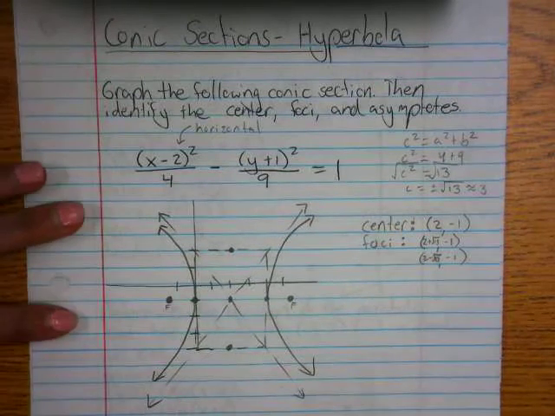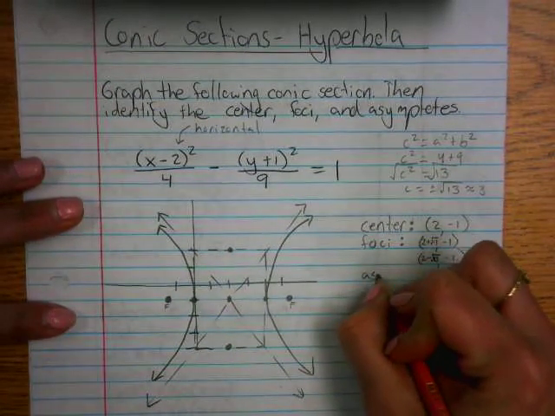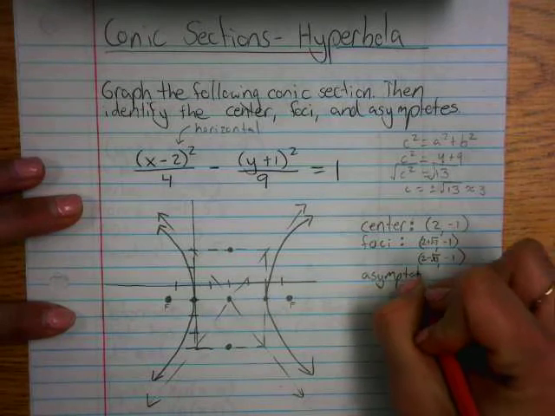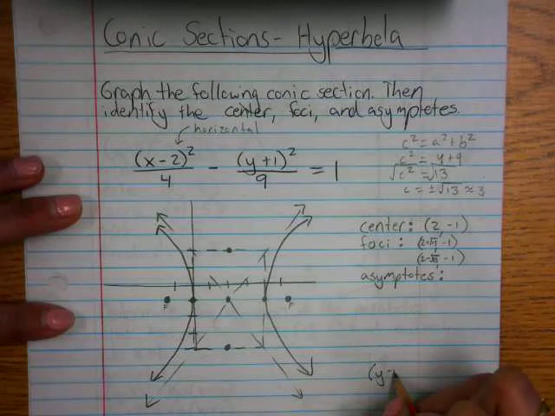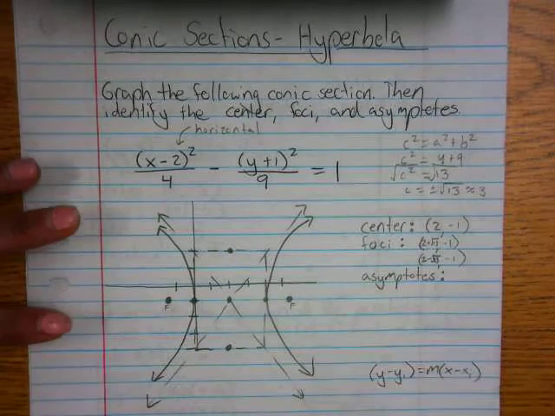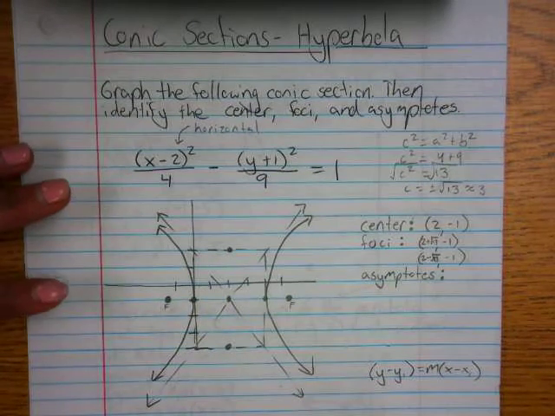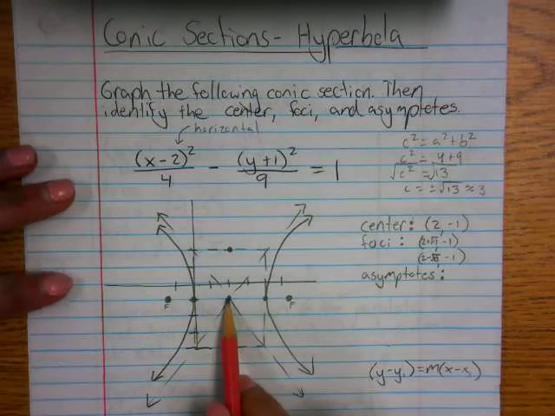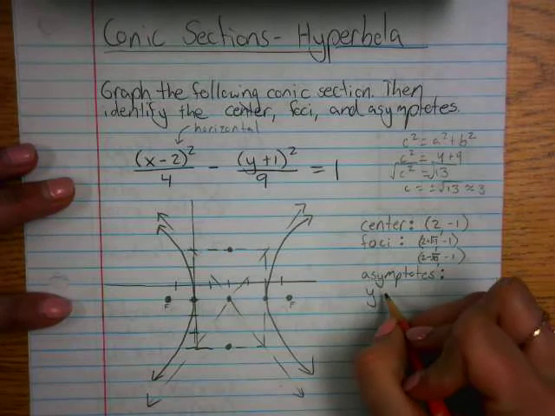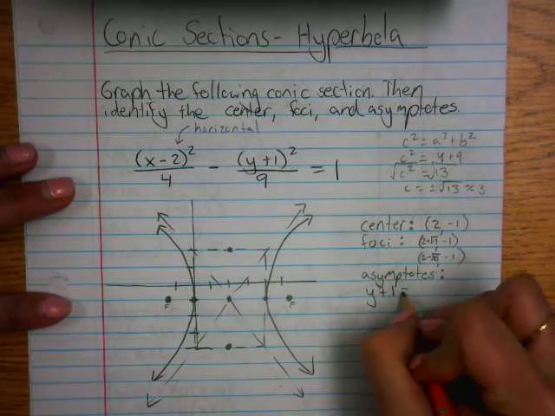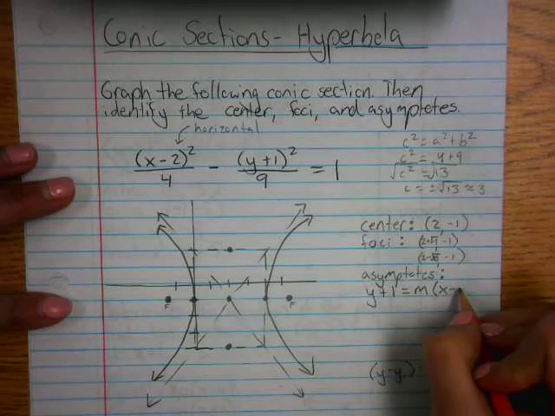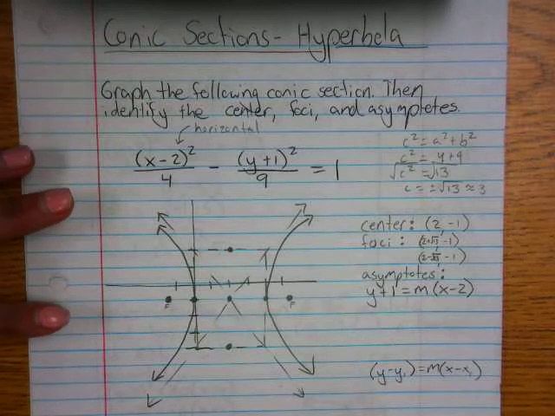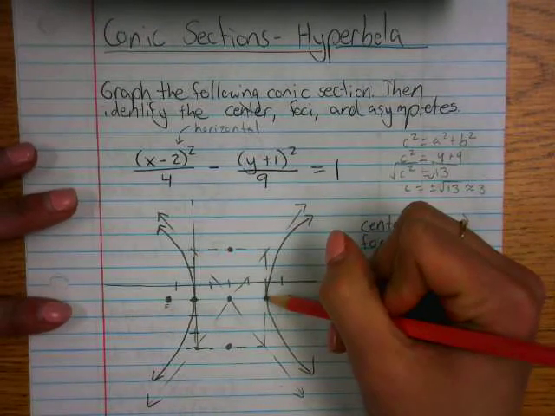Okay, and last but not least, it asks for the equations of the asymptotes. So the asymptotes are just lines, so I'm going to use point slope form, which as a refresher is y minus y1 equals m times x minus x1. So if I have a point x and y, which I do, I could use the center, for example. I could say y minus -1 or y plus 1 equals my slope times x minus 2. And my slope I could find by just looking at my box right here.